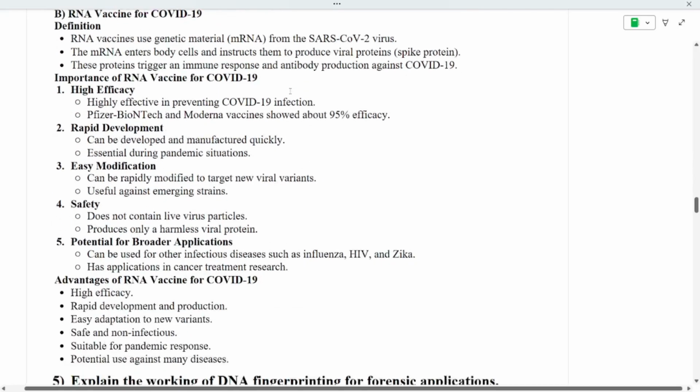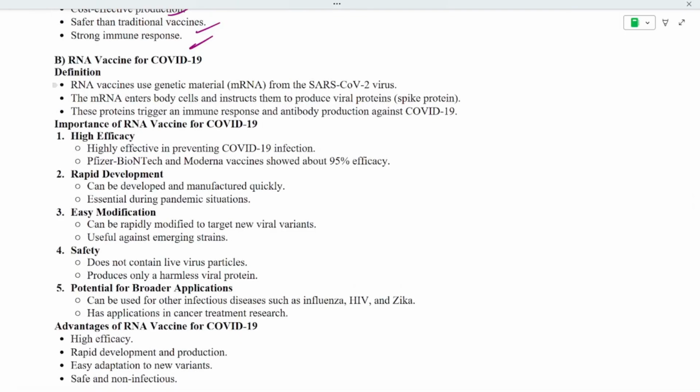Next is the RNA vaccine for COVID-19. RNA vaccines use genetic material, that is mRNA. You know, right, in the first module we discussed the types of RNA: mRNA, tRNA, miRNA, etc. Another type we discussed, right? That you have seen, I guess.